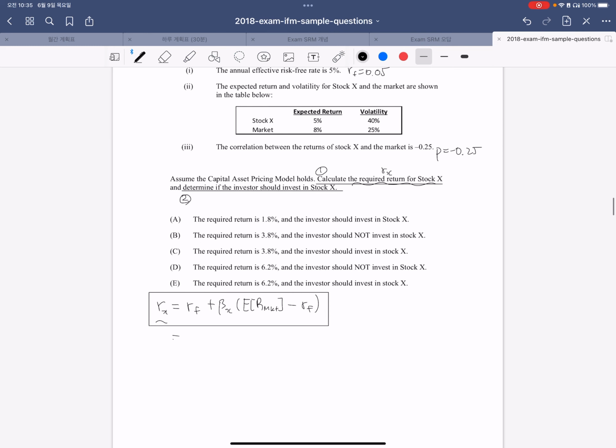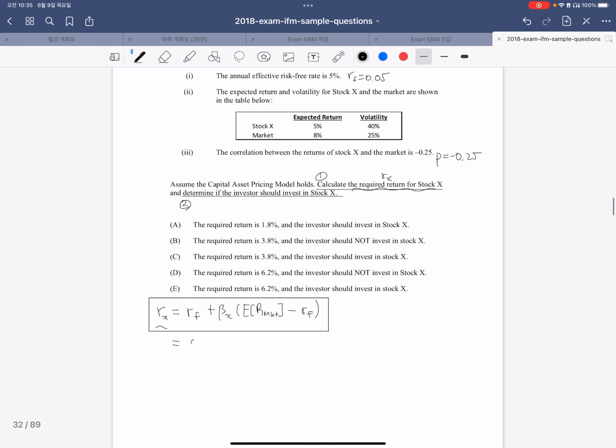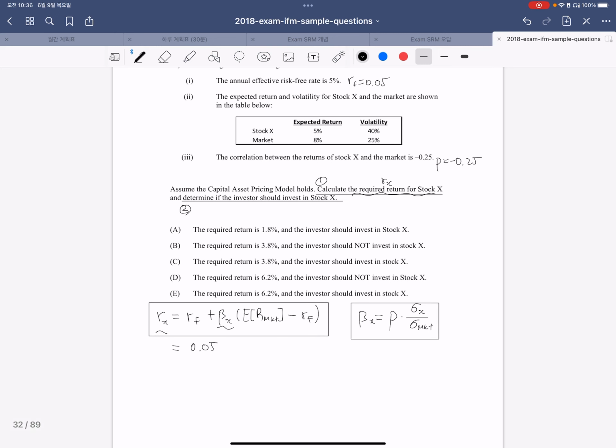So we're given the risk-free interest rate, which is 0.05, and we're not given beta of X, but beta of X can be expressed as the correlation times the volatility of the asset over the volatility of the market. This is one of the key formulas you need to know. And we're given the correlation and volatilities for both stock X and the market.